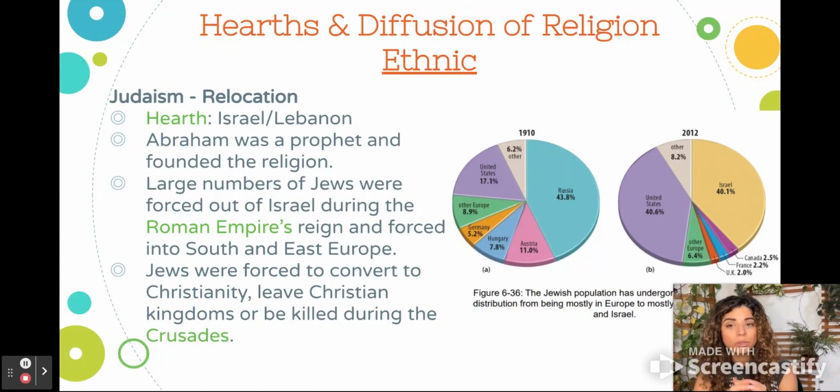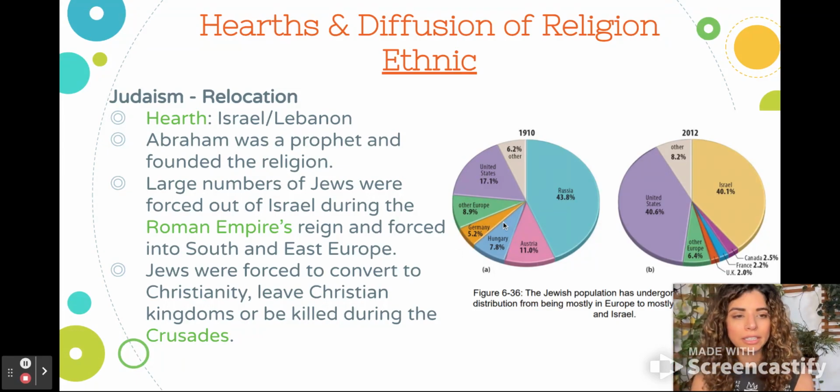Large numbers of Jews were forced out of Israel during the Roman Empire's reign and forced into South and East Europe. So again, that relocation element. They were forced to convert to Christianity and leave Christian kingdoms or be killed during the Crusades. So again, having that diffusion, right? Various elements and vehicles that are used to force cultural traits, right?